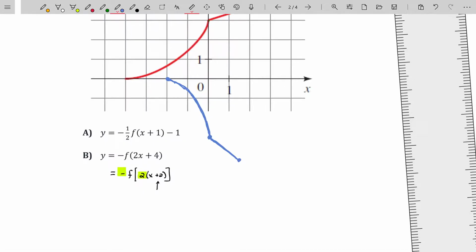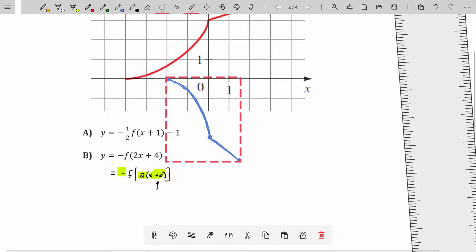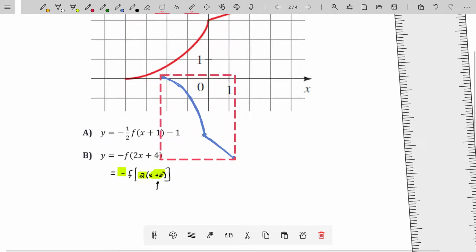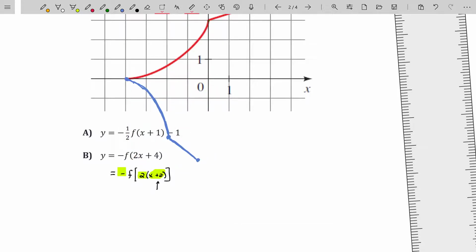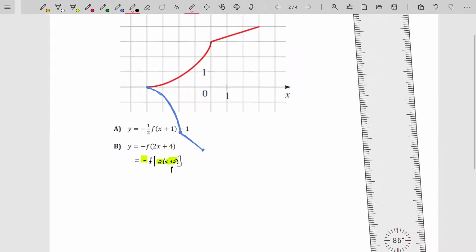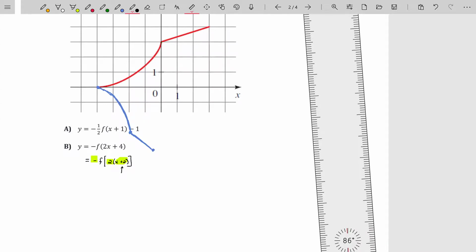Now I'm going to take that graph and shift it left 2 units because of this shift. So I'll take that graph and move the anchor point that's on the x-axis left 2 units. And there you go. That is the graph of -f of 2x plus 4.